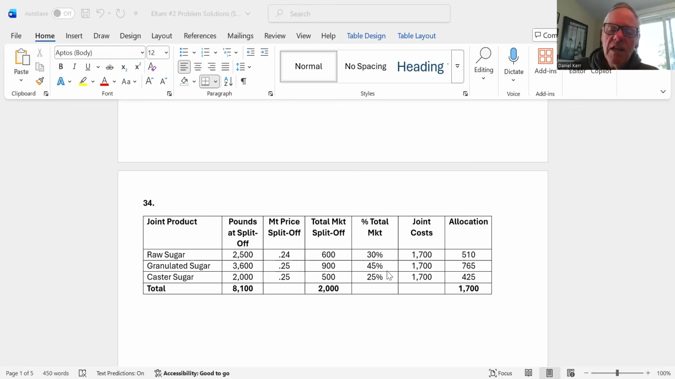Also, the cost that you're allocating is 1,700, that was given. So it's based on the total market value at split off. It's 30% to raw sugar, 45% to granulated sugar, and 25% to castor sugar, whatever that is. Never had castor sugar. That was like a combination of castor oil and sugar. So here's your cost allocations, 510, 765, and 425.